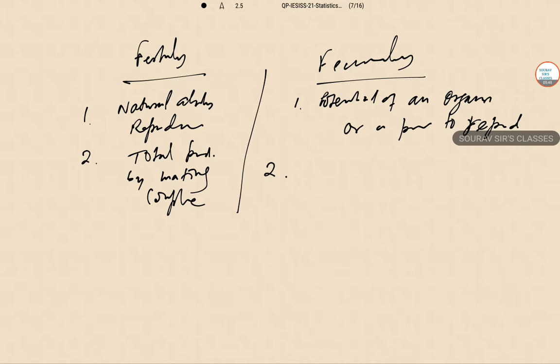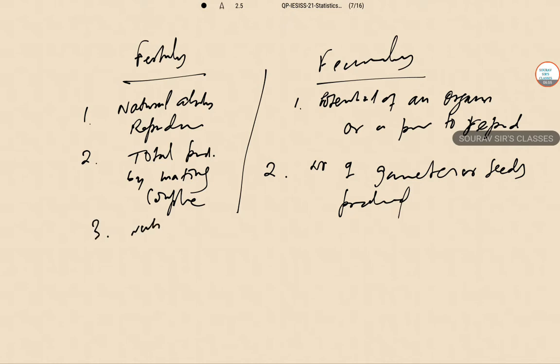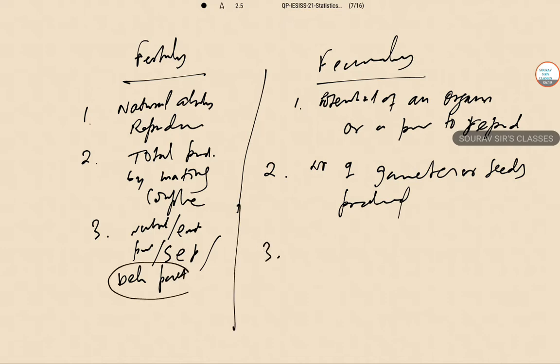But here, the number of gametes or seeds produced. Okay, so this is very important. The main determining factor here is nutrition, endocrine patterns, socio-economic patterns, behavioral patterns, these kinds of things. So how much they're inclined towards reproduction.